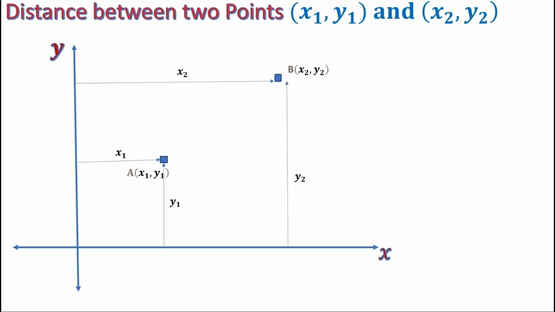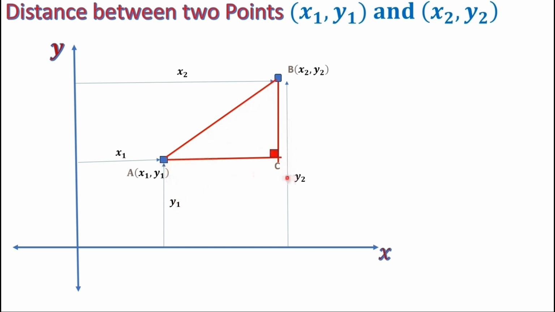Now we need to find the distance AB, right? Now we will draw a line parallel to the x-axis and y-axis from the point A and from the point B and make the intersection at the C. It is a right angle triangle, right? Now if we know the AC distance and BC distance, from the Pythagoras theorem we can find the AB distance.